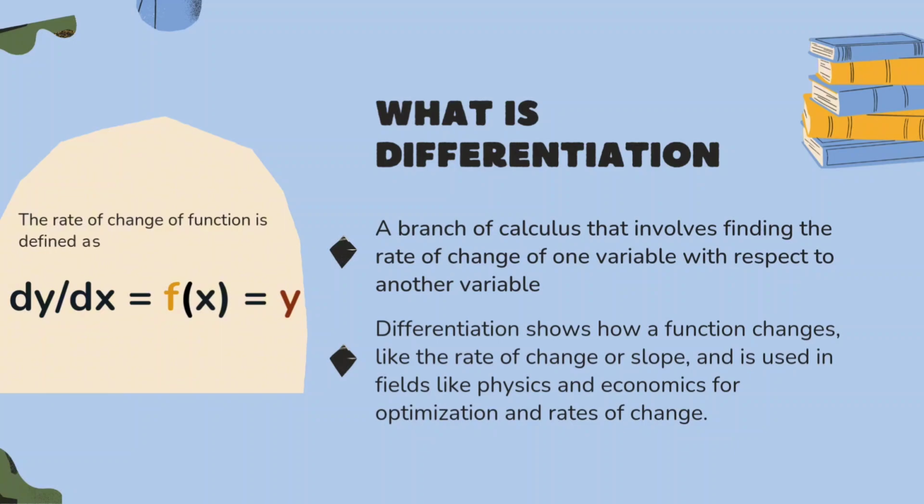Now let's start with what is differentiation. Differentiation is a branch of calculus that involves finding the rate of change of one variable with respect to another variable. As you can see on the left, the rate of change of a function is defined as dy over dx equals f'(x). Differentiation shows how a function changes, like the rate of change or slope, and is used in fields like physics and economics for optimization and rates of change.